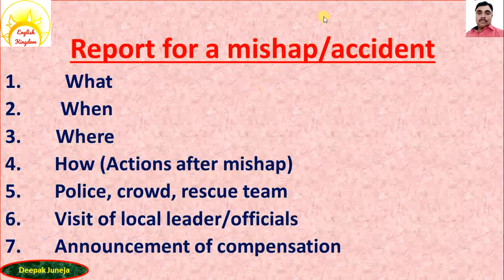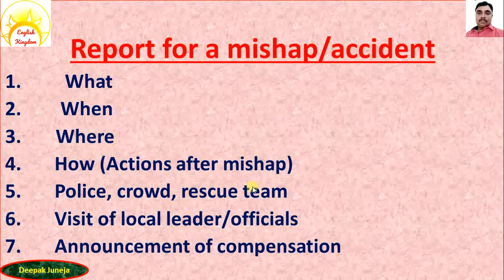If you are reporting for a mishap or accident, again the same things are there: what, when, where, how, actions after the mishap, how this mishap happened. That also you can write, but you should not write any cause from your side. You should quote some sources that the reason of this particular mishap was so and so. Sources told that the reason of the mishap, the reason of the accident was so and so, but you should not write any reason from your own side.